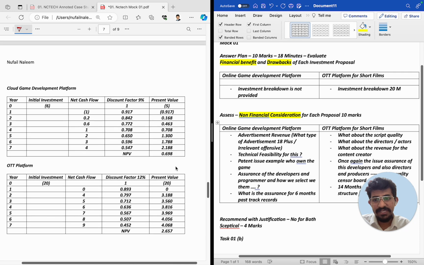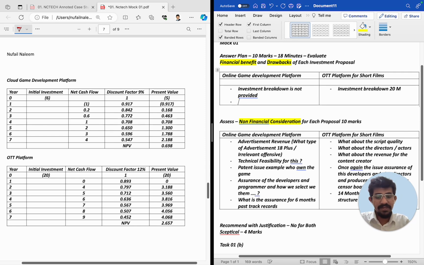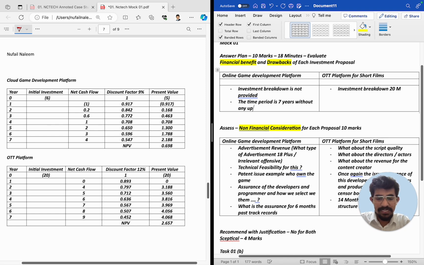Now students, if you observe in this case, the cloud development platform and the OTT platform. One financial drawback common to both, if I'm not mistaken, is that the time period is 7 years without any updates, because students, these are technology industries. So you invest 6 million, and do you think that 6 million can survive the updates? So again, this is one factor, and I am making sure that I plan my answer properly before I write it.